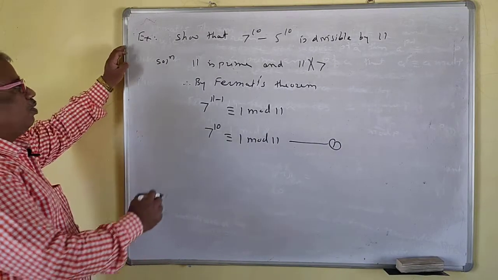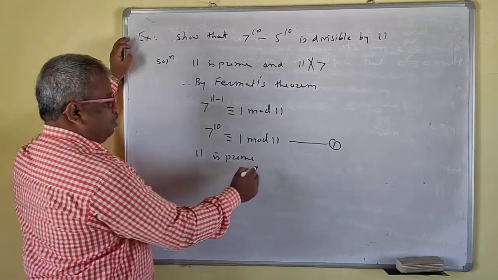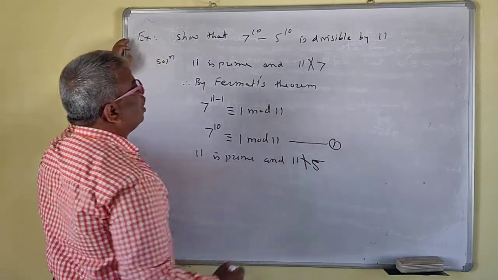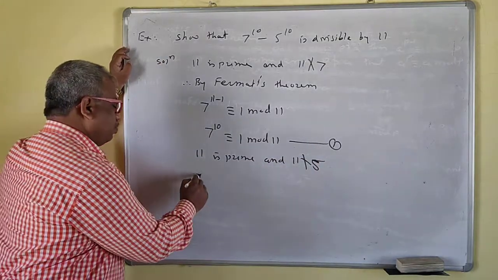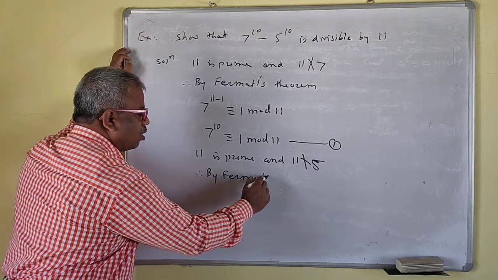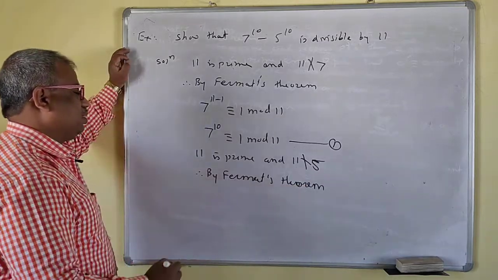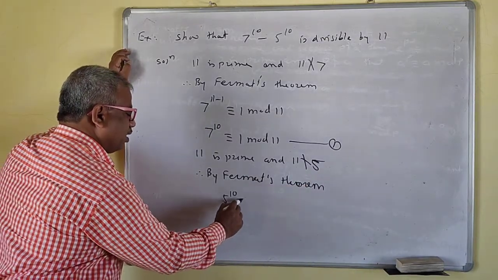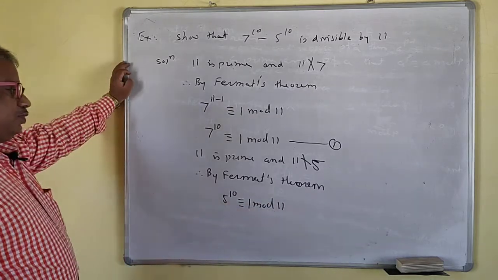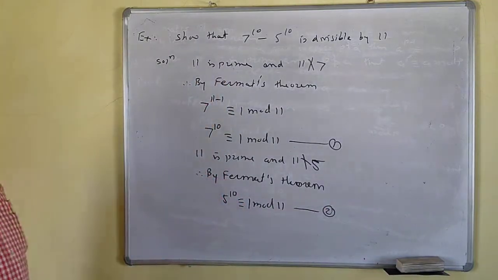Now 11 is the prime, and 11 does not divide 5. Therefore, by Fermat's theorem, 5 raised to 10 is congruent to 1 mod 11. I will call this 2.